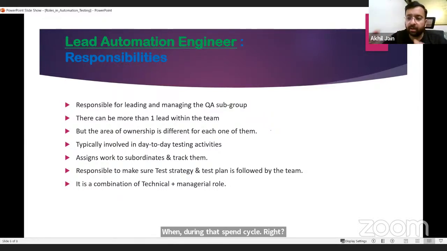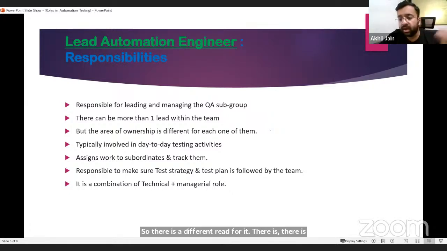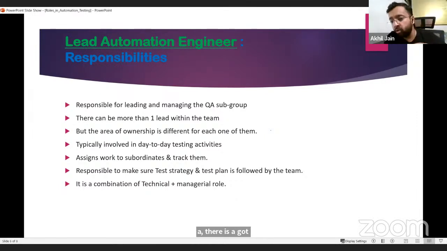Ultimately, he is like the face of the bigger module for the project. Let's say there is a payment section within an application, so there is a different lead for it. There is a cart section, the add-to-cart section, where a different lead takes care of all the things there.